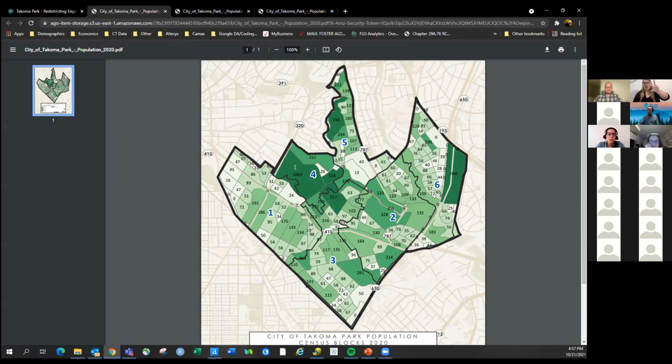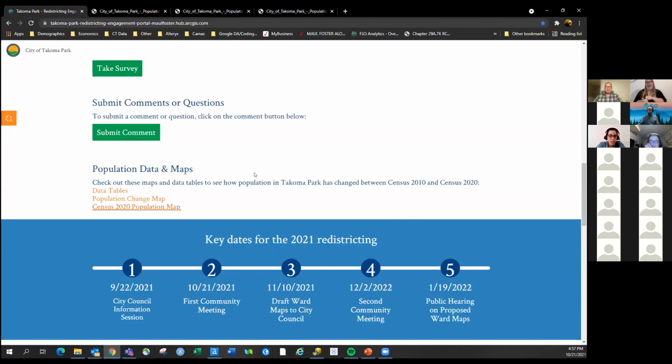So these ones here, if you were to move these, it would create quite a shift in the population deviation of each of the wards.